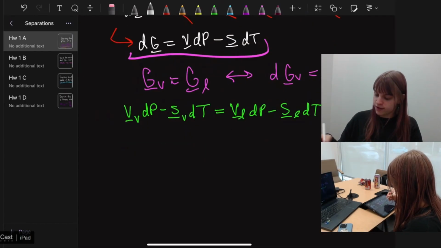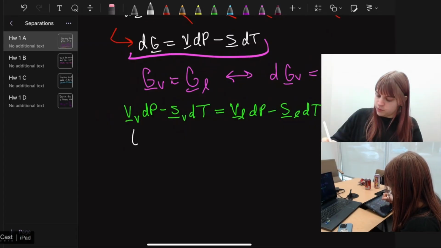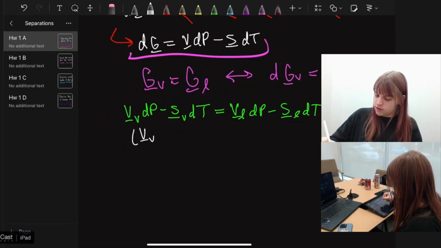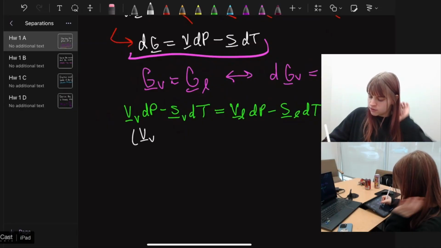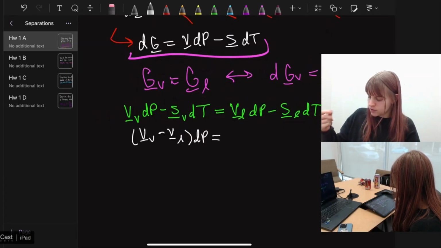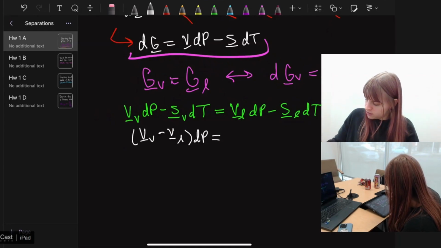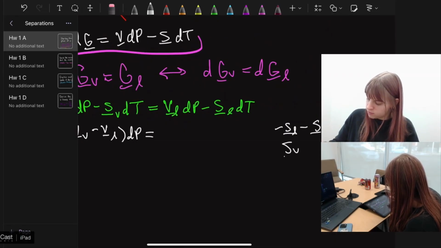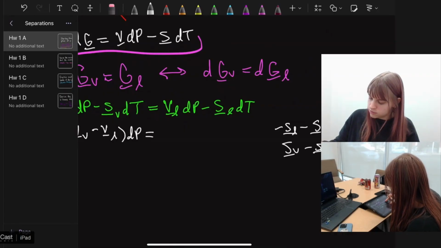And then to simplify this some more, we'll group our pressure and temperature terms, so we can say that the molar volume of the vapor phase minus the molar volume of the liquid phase times the change in pressure is equal to negative S_L minus S_V. I'll just write that as S_V minus S_L.